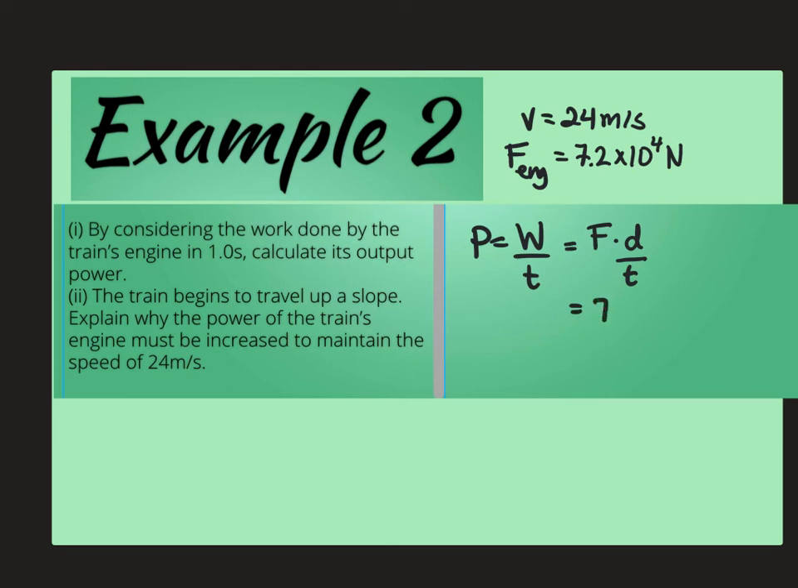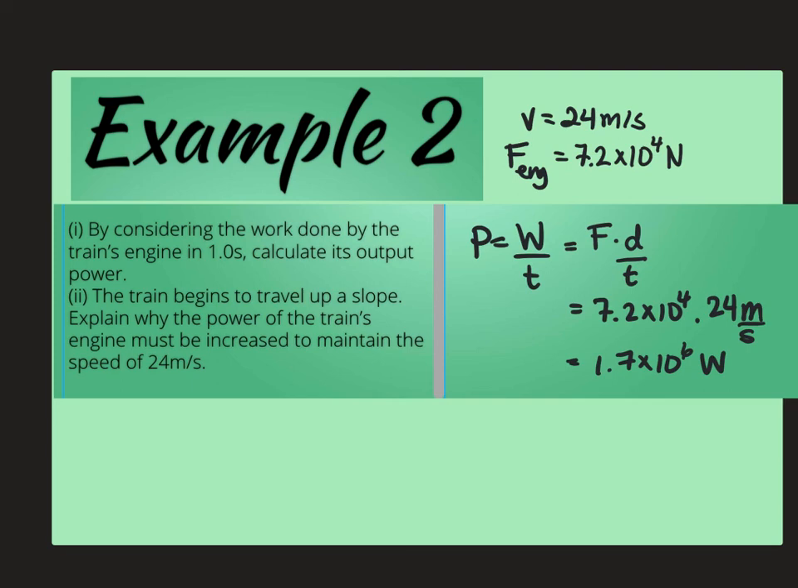So if I put these values in, 7.2 times 10 to the 4, and my distance over time will be 24 meters per second. Pick up my calculator, and I get 1.7 times 10 to the power 6 watts. Remember, power is measured in watts. Don't get that confused with the W standing for work, because that's the symbol for the measurement, where this is the symbol for the unit of power.